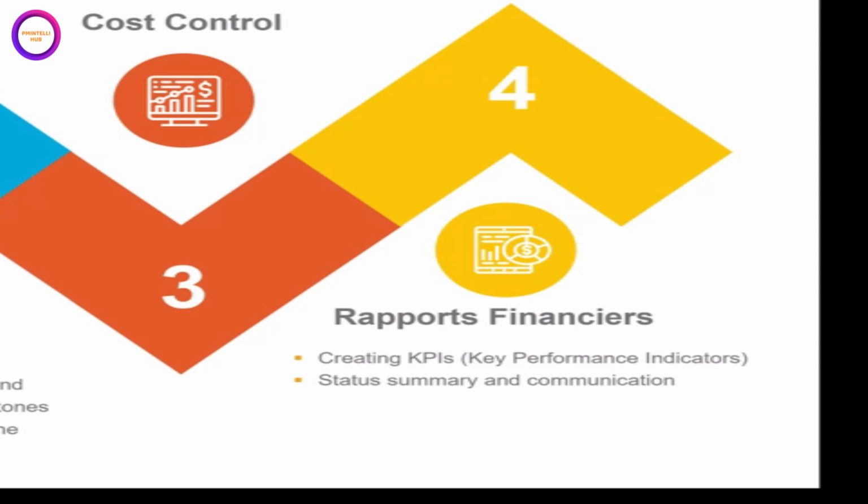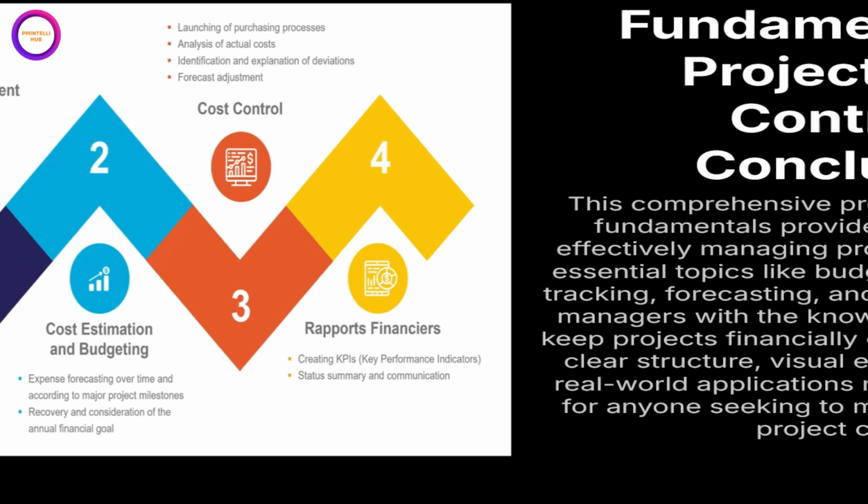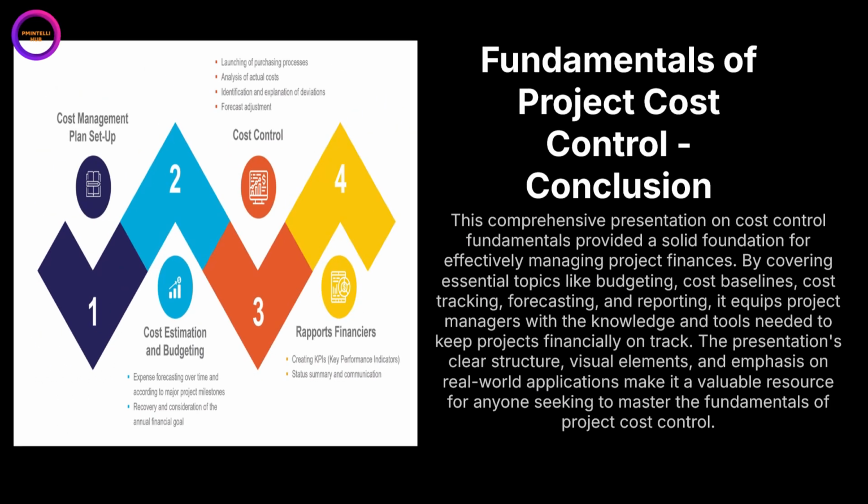Finally, step 4 is creating your rapport financier, or financial reports. This is all about communication. This stage involves creating your key performance indicators, like the CPI and SPI we discussed, and developing clear status summaries to communicate the project's financial health to stakeholders. So, from planning and budgeting to active control and communication, these 4 stages provide a complete framework for managing your project's finances.